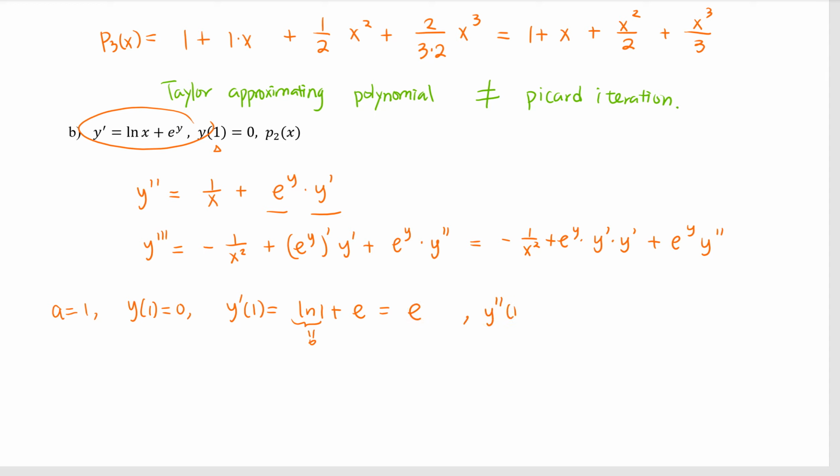y double prime. Then we look at this formula: 1 over 1 plus e to the 1 times y prime. y prime is e. Oh, the answer is 1 plus e squared.